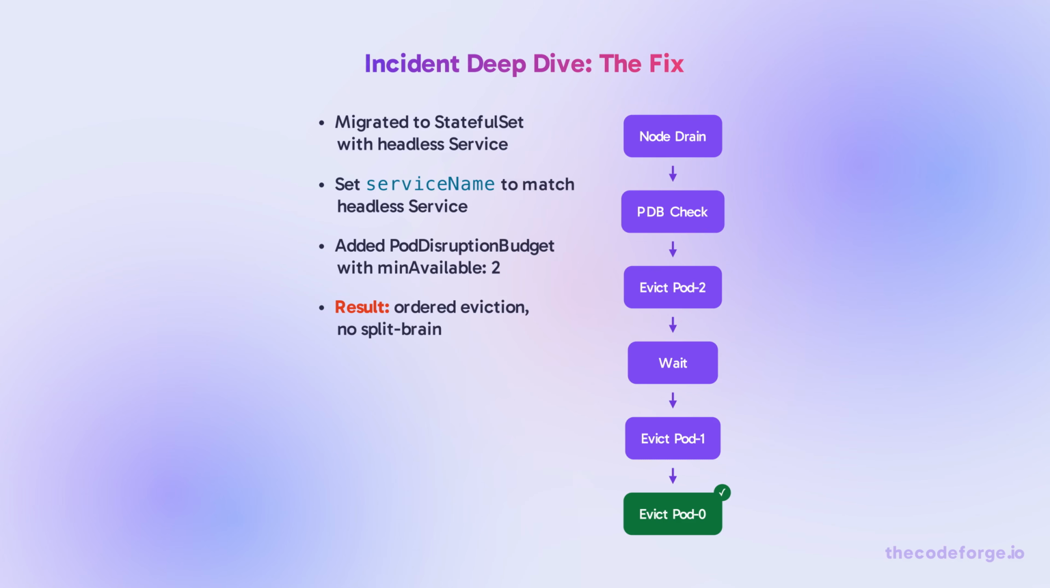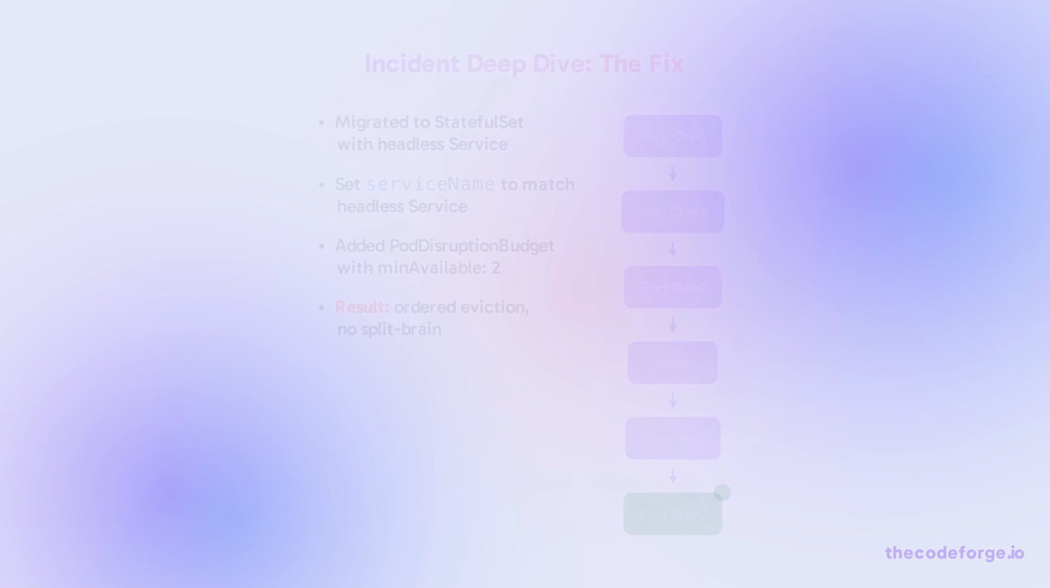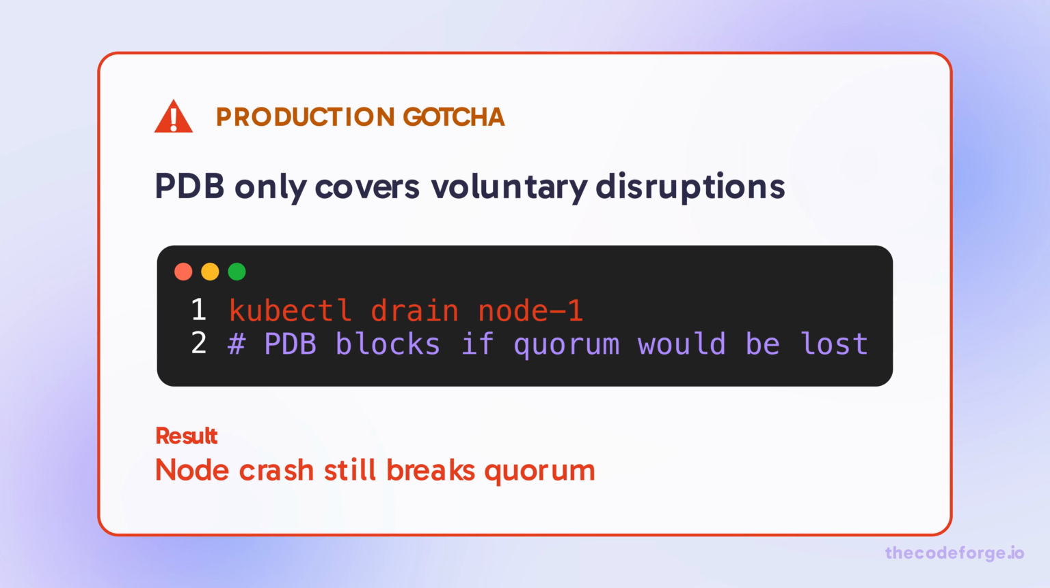The fix was to switch from deployment to StatefulSet. The StatefulSet ensures pods are evicted 1 at a time, preserving identity. A PDB with minAvailable: 2 guarantees quorum during drains. PDBs only protect against voluntary disruptions like drains. Node crashes are involuntary and PDBs do nothing. Use pod anti-affinity to spread pods across nodes.